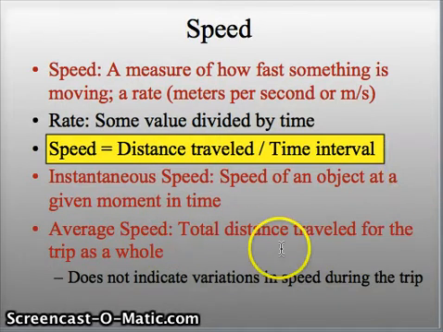Now, average speed is the total distance traveled for the trip as a whole divided by the total time it took. So if my total distance for that example was 3 blocks, and let's just say that I was able to run that first block in, say, 15 seconds. And the second block took me, say, 60 seconds.